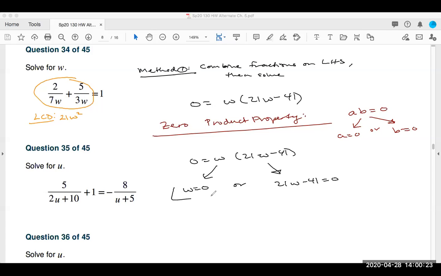So this would technically be a solution. And then solve for W over here. We have 21W equals 41. And then W equals 41 over 21.